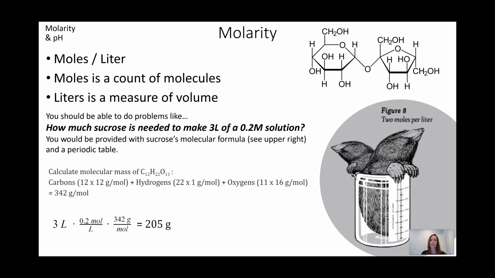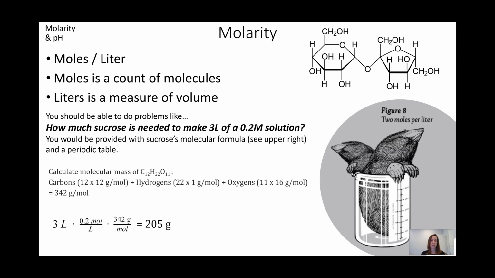So we take 3 liters times 0.2 moles per liter, because that's what molarity is. Molarity is how many moles for every liter. If we set it up in that way, then the liters will cancel. Then we multiply by the molecular mass. Once again, that's going to allow the units to cancel. So we have moles on the top and moles on the bottom. Those will cancel out and leave us with grams.